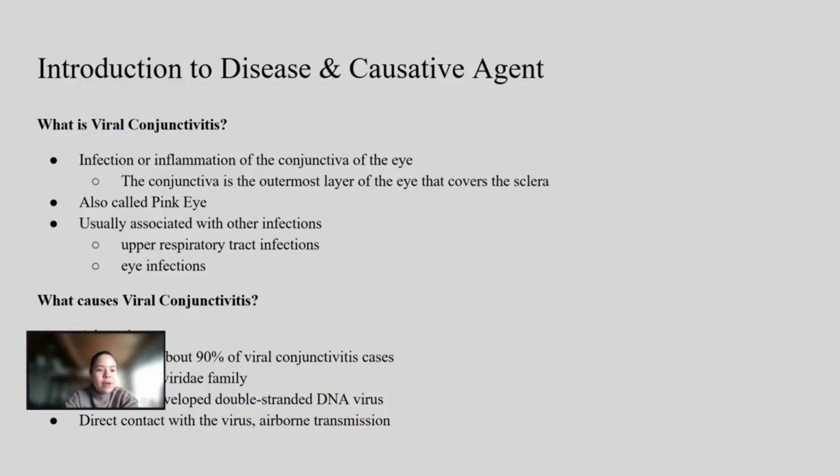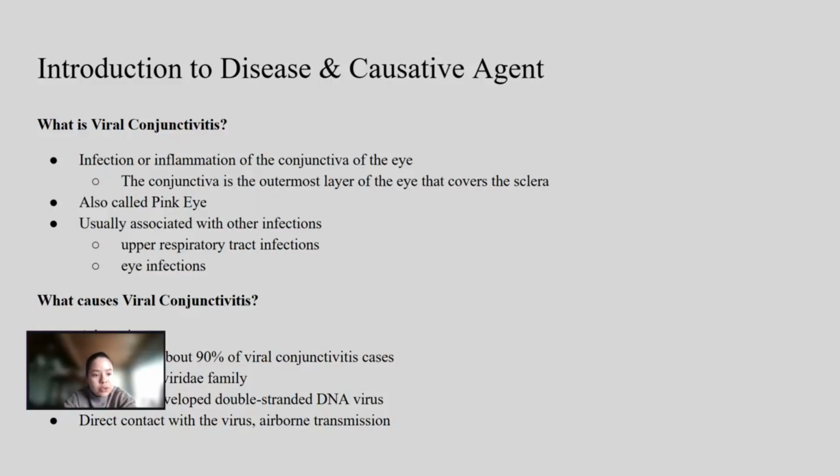So, what is viral conjunctivitis? Viral conjunctivitis is an infection or inflammation of the conjunctiva of the eye. The conjunctiva is the outermost layer of the eye that covers the sclera. It's a clear membrane, so it's very hard to see. Viral conjunctivitis is also called pink eye.